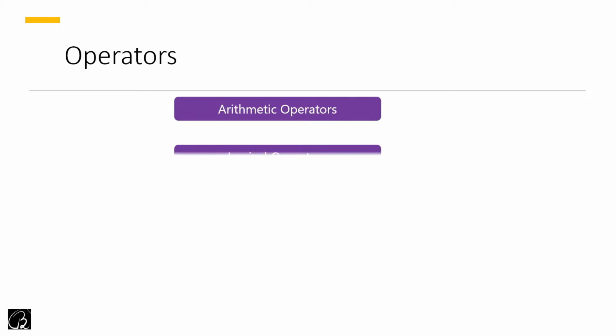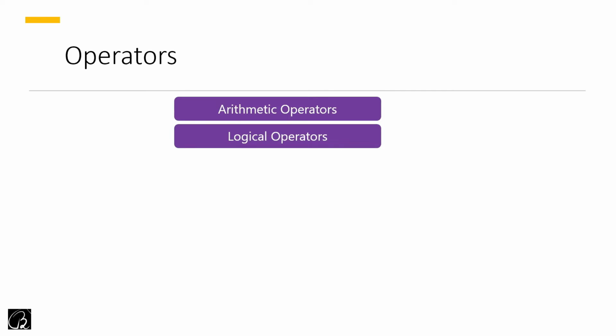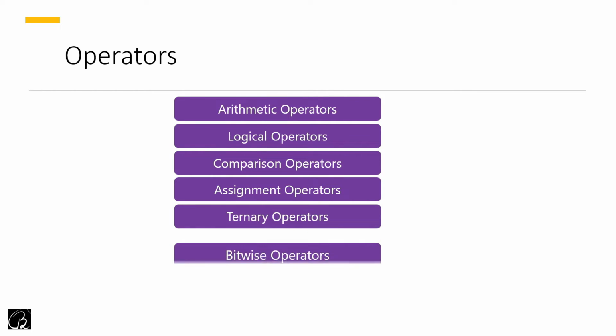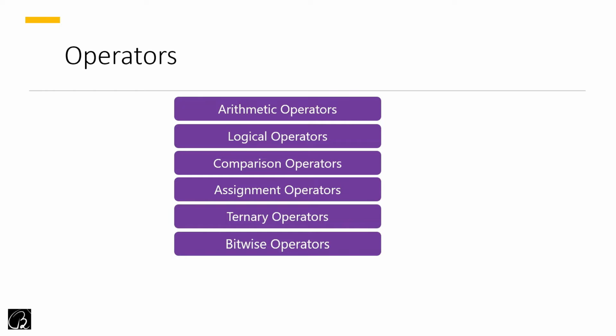Operators in JavaScript are almost the same as what we have in other languages. The basic concept is almost the same. In JavaScript we have arithmetic operators, then logical operators, then comparison operators, then assignment operators, then ternary operators, also called conditional operators, then bitwise operators, then typeof operators. The typeof operator we have already discussed, right? It will give you the data type of a variable.